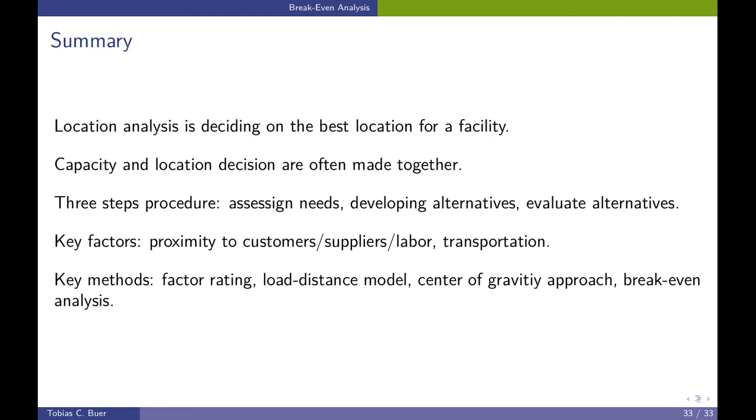The key factors in location analysis are usually the proximity to customers, suppliers, or labor sources, and transportation considerations. For the third step of this three-step procedure, the evaluation of the alternatives, we extensively studied 4 methods. These were factor rating, load distance model, center of gravity approach, and the break-even analysis. And you should be able to apply these methods on your own in order to support location decisions.